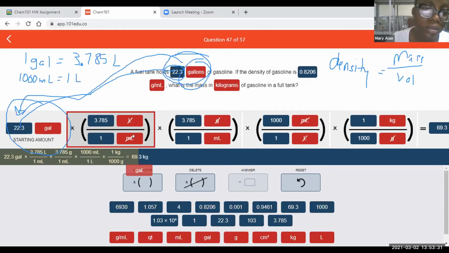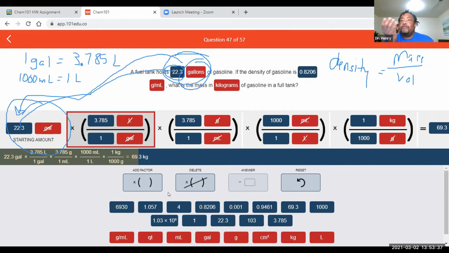One gallon. Okay. Looks pretty good so far, right? So then don't we also have our next conversion, because then we have liters and we want milliliters, because that's going to help us use our density, right? Yes.